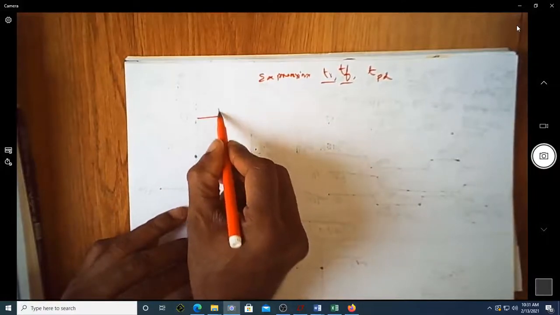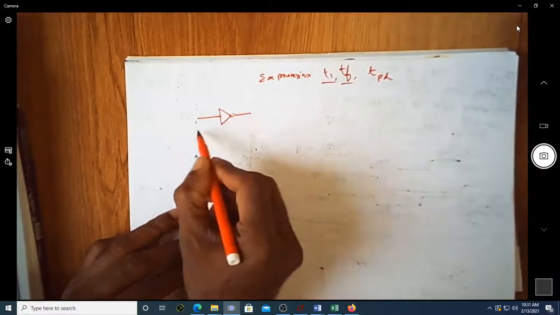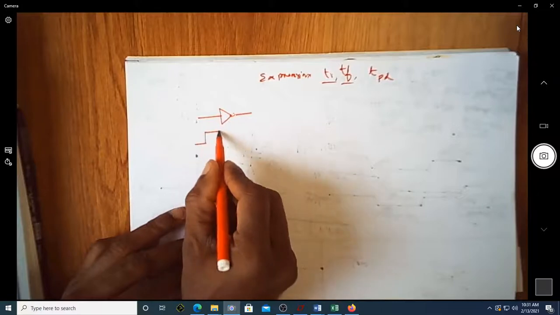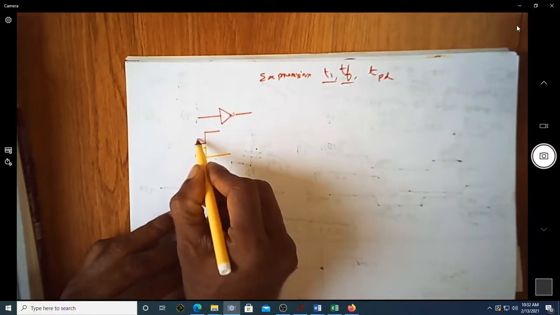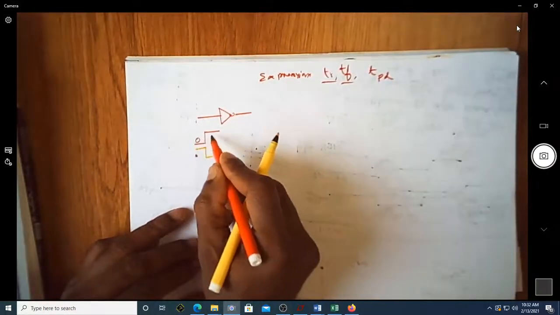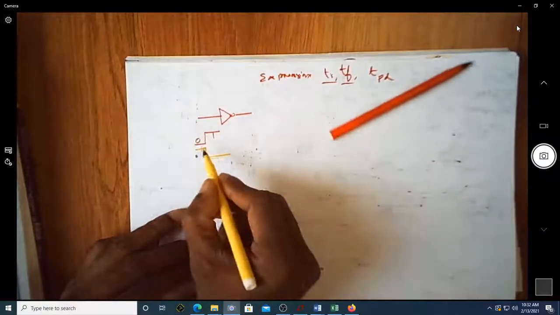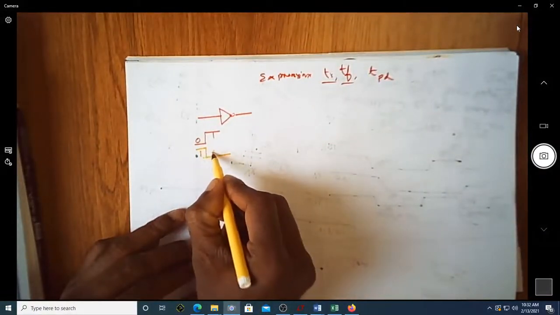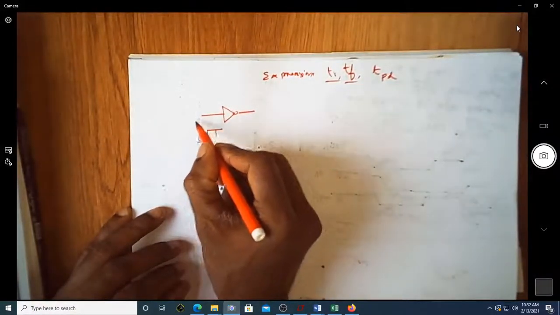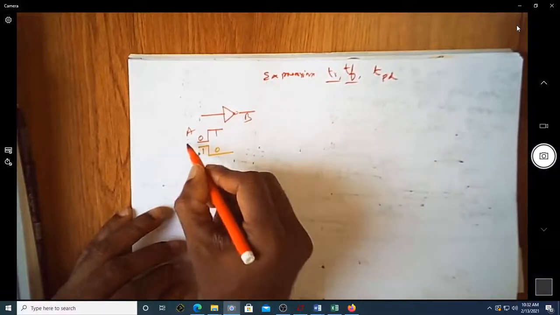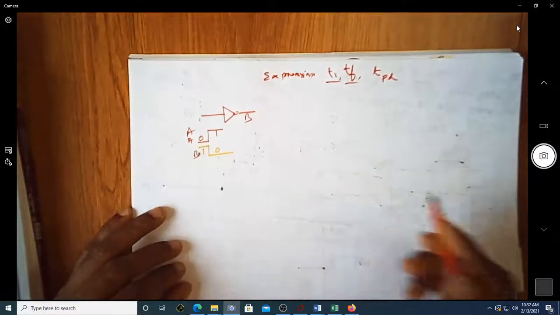Suppose you have an inverter with an input voltage something like this, and we know that the expected output is something like this. You have an input 0, input 1, so correspondingly you're going to have the output as 1, and the output is 0 for the corresponding inputs. So this is the input at A, and at B you have the output.